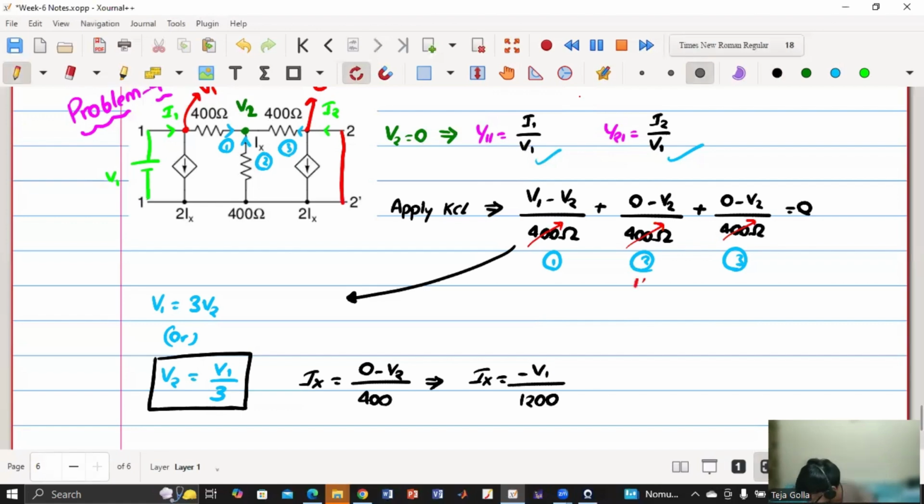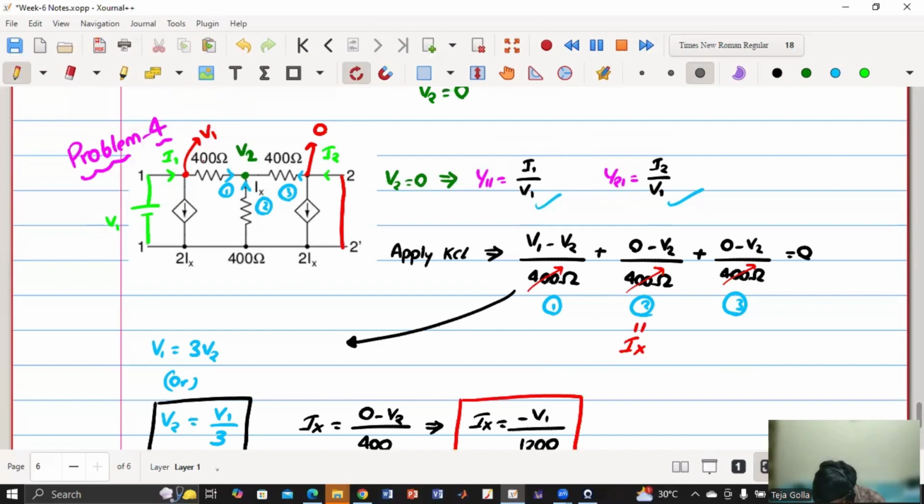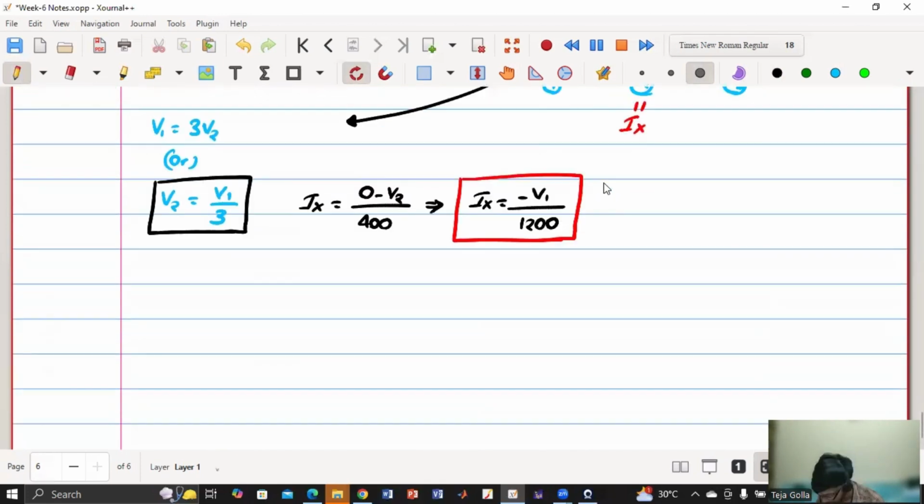This is Ix, basically. So 0 minus V2 by 400, so Ix is minus V1 by 1200. Now I got V2 in terms of V1, and Ix also in terms of V1. So my problem is more or less solved. Now let this be called node A, and let this be called node B. So apply KCL at node A.